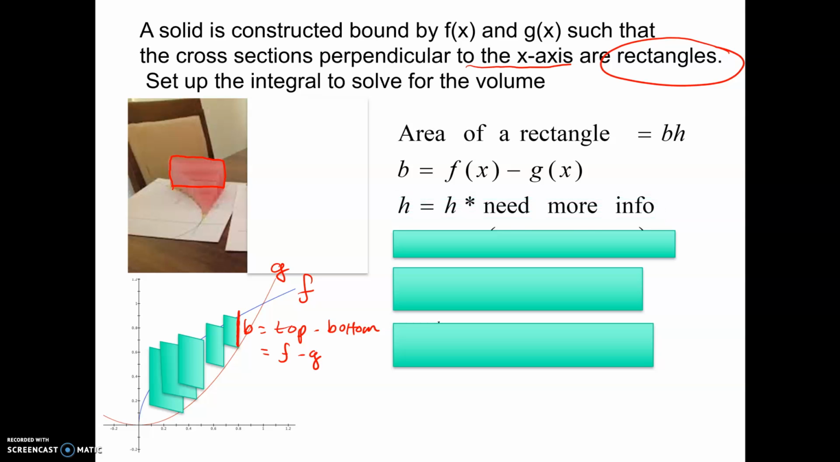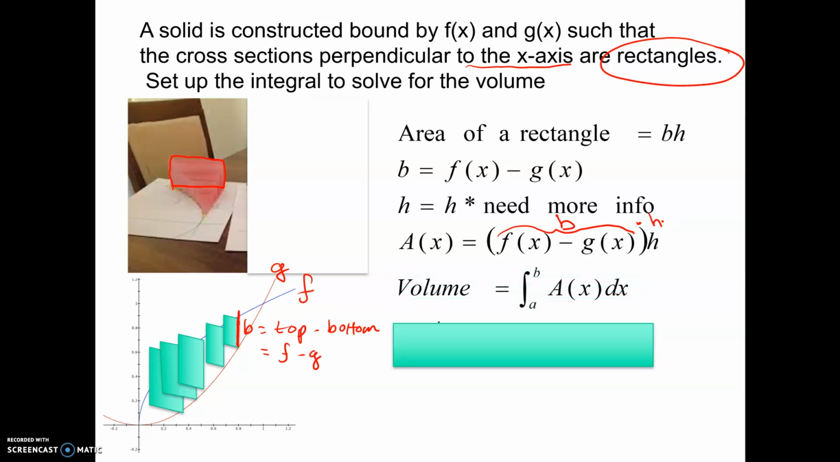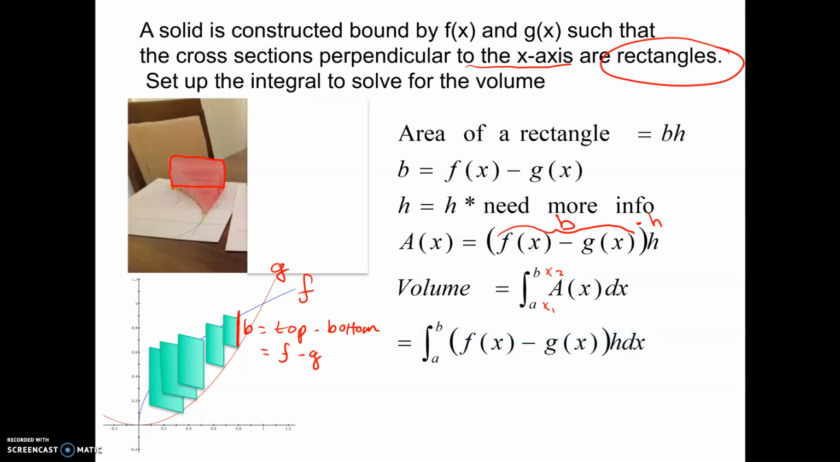So the height, they'd have to give you some sort of info about the height. They might give you a fixed value. They might say that the height is always double the base. You know, they have to give you something. But now I'm going to plug and chug into area equals base times height. So this right here is the base times the height. And you know that the volume is going to be the integral of the area, and these limits from a to b are x values. So it'd be the integral from a to b of f minus g of x times h dx.